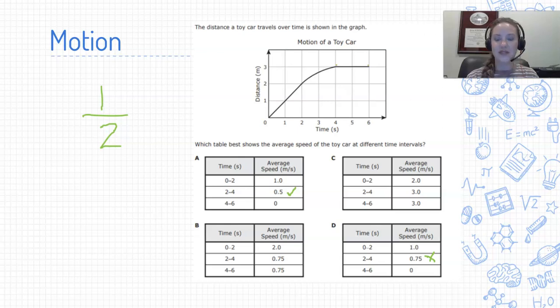That is correct. We have a flat line. Seconds are ticking by, but I am not moving. I'm not getting further away from the reference point. I'm not getting closer to the reference point. So it is 0. And our answer here would be A.